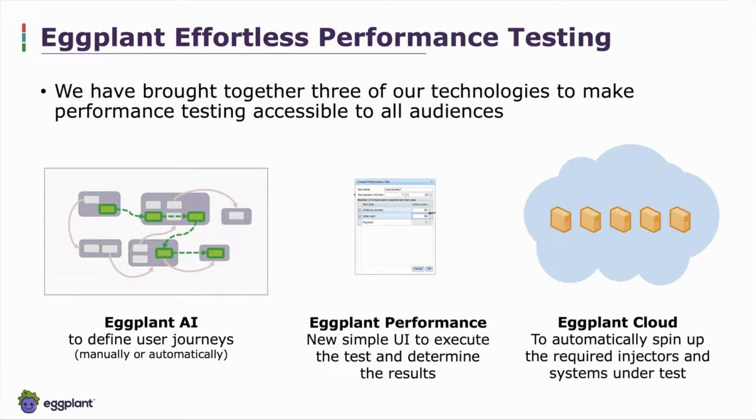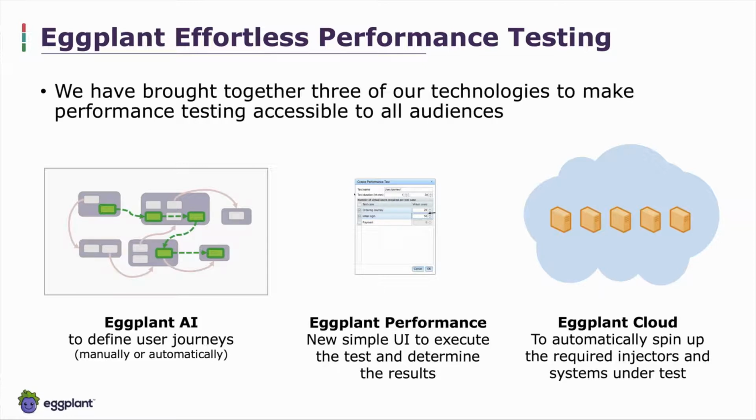So what we've released in our Eggplant Effortless Performance Testing, we've based this on Eggplant AI. It's our graphical model-based approach to defining all the different possible test cases within your system. Very simple to use. And in here, I can define a test case, and it's highlighted here in the diagram on the left-hand side as a green flow. And I can define any number of these test cases.